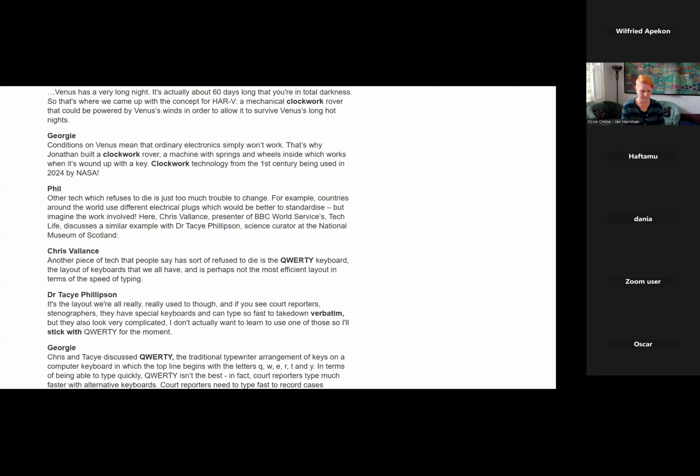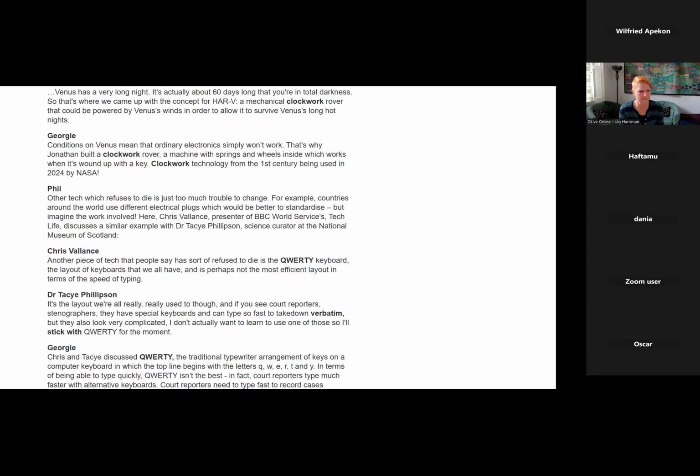Other tech which refuses to die is just too much trouble to change. For example, countries around the world use different electrical plugs which would be better to standardise, but imagine the work involved. Here, Chris Vallance, presenter of BBC World Service's Tech Life, discusses a similar example with Dr. Tacey Phillipson, science curator at the National Museum of Scotland.